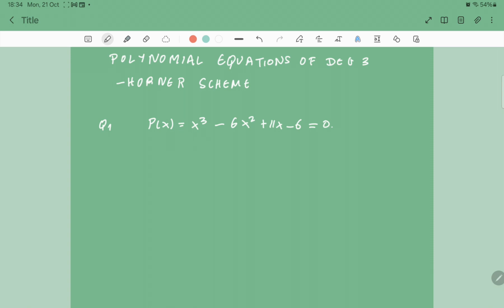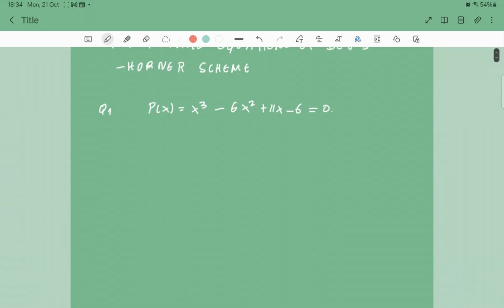If you put x equal to 1 here, you get 1 minus 6 plus 11 minus 6, which leads to 0. So I need the coefficients of the polynomial: the coefficient of x cubed is 1, the coefficient of x squared is minus 6, the coefficient of x is 11, and the constant term is minus 6. My initial guess is 1. I use the Horner scheme here.